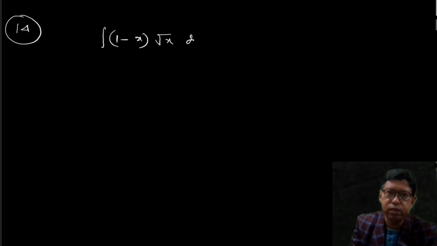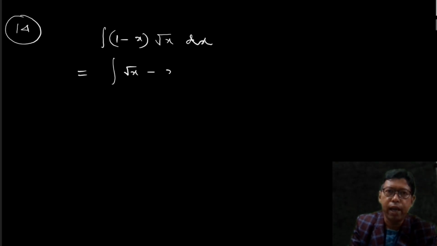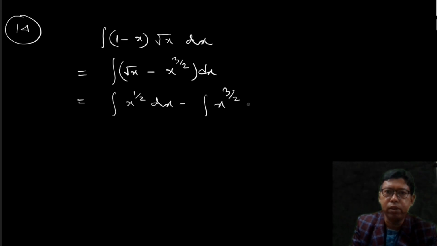Yes, this is number 14. Okay, integration of 1 minus x into root x dx. And what will you do? You just follow the distributive property. 1 into root x, that is root x, minus x to the power 1 plus half, that is 3 upon 2, whole dx. Okay, so you must separate it: integration of x to the power half dx minus integration of x to the power 3 upon 2 dx.